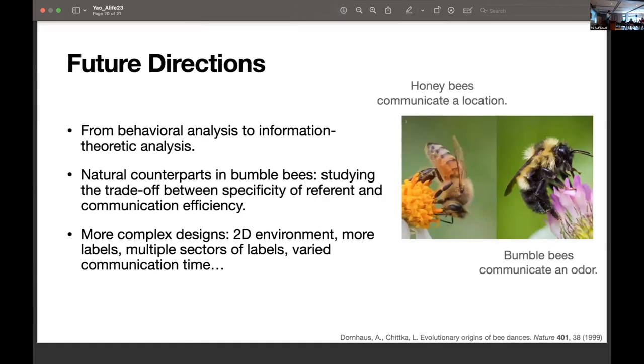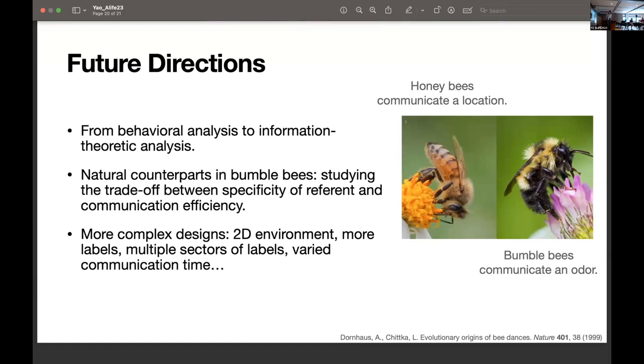We believe that this mode of communication is very interesting because there are a lot of directions to go into in the future. For example, we can perform an information-theoretic analysis beyond just behavioral analysis. It's also interesting that we found some natural counterparts in existing literature about bee communication. Past models focus more on honeybees, but bumblebees are actually communicating in a more conceptual way. They communicate an order instead of a location. This makes it possible for those bumblebees to find flowers at different places that have the same order.